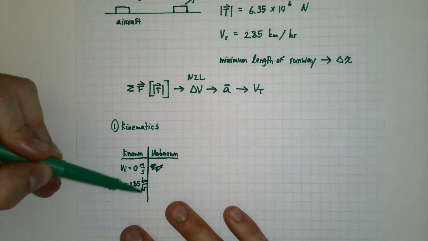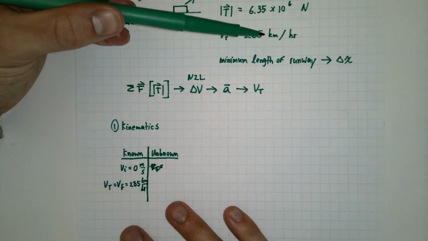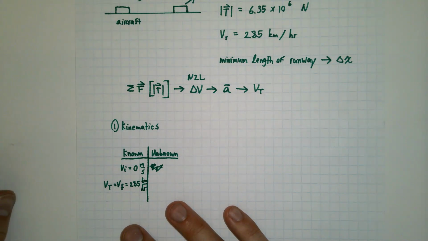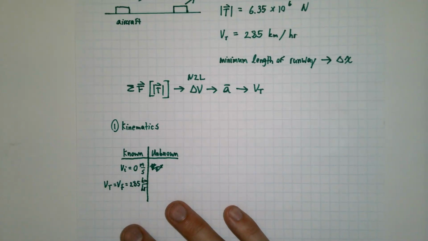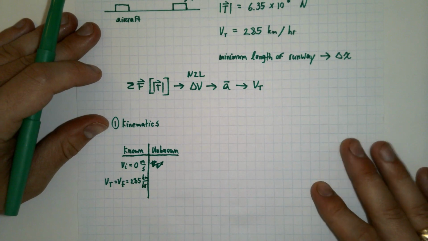There's immediately a problem here that we see. Our takeoff velocity is in units of kilometers per hour, and we're very accustomed to meters per second. We can't use kinematics variables that differ in units. They all need to be in meters, or they all need to be in kilometers, or they all need to be in hours or seconds. They all need to be consistent with each other.